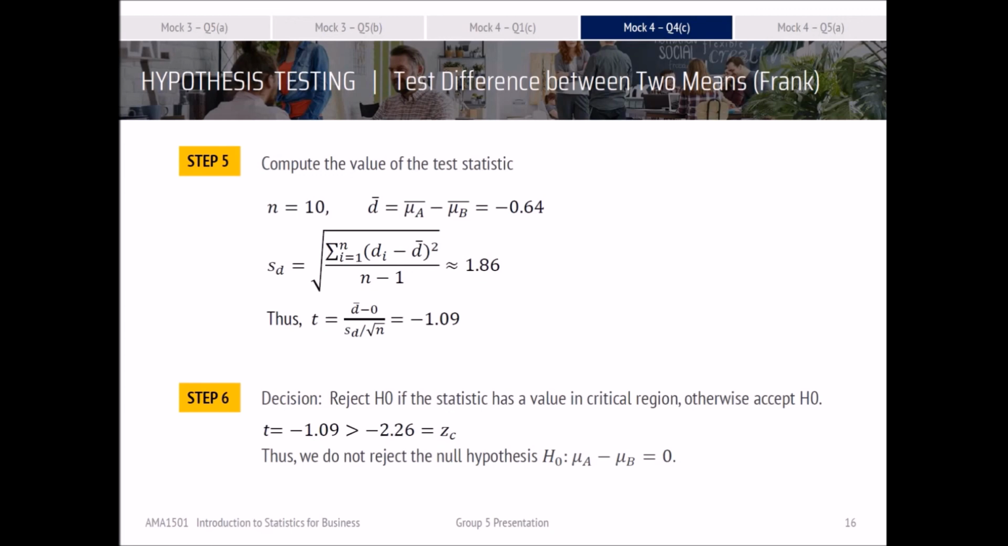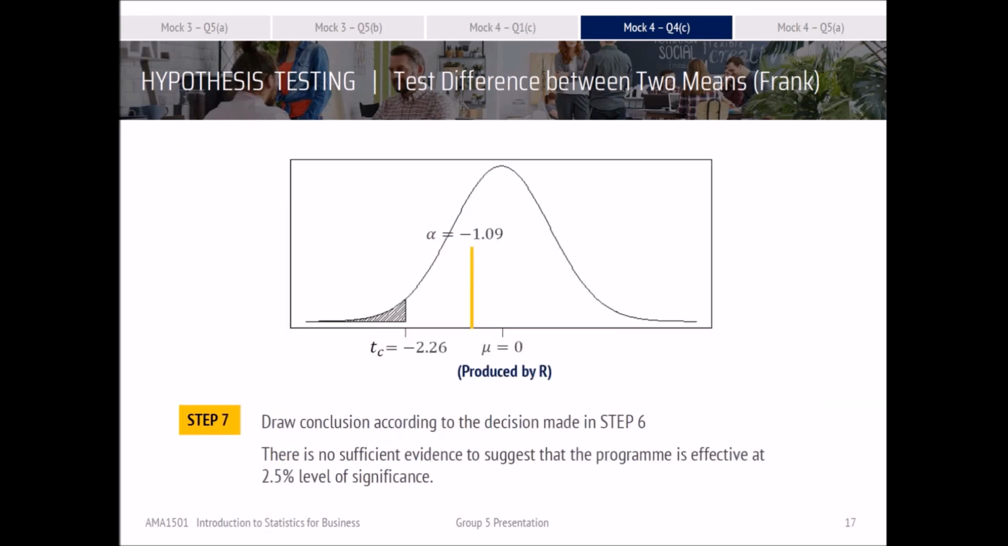As the test statistic is not a value in the critical region, we should not reject the null hypothesis. To make a conclusion, there is no evidence to suggest that the program is effective at 2.5% level of significance.